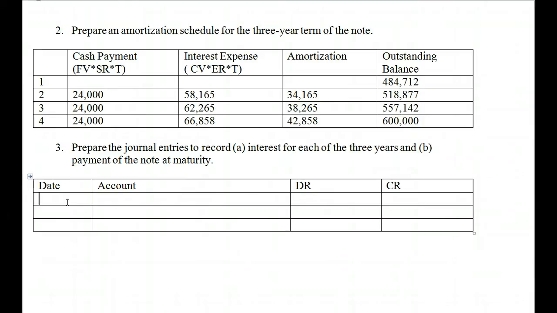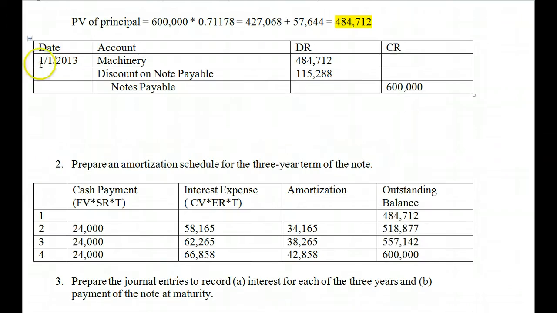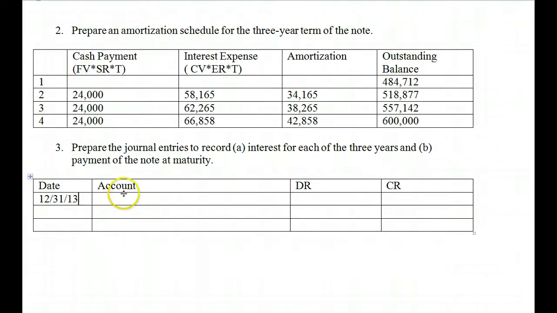Remember, it says that interest is paid annually on December 31st. So our first interest payment would be December 31st, 2013. Remember, we signed this note on January 1st. First interest would be December 31st. On that date, we would simply debit our interest expense. And again, once you've done the amortization, you already know what your interest expense is because you've already calculated it. We know the interest expense is 58,165.